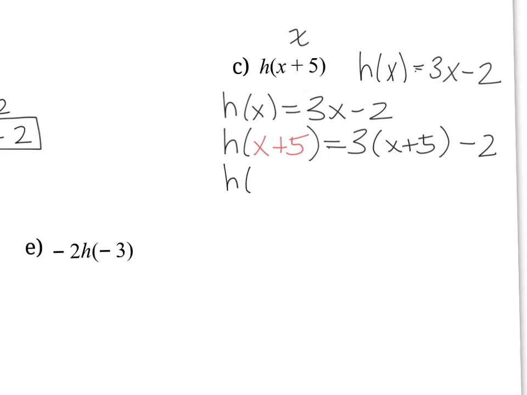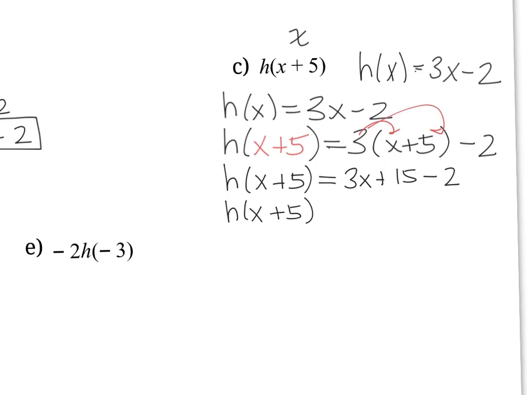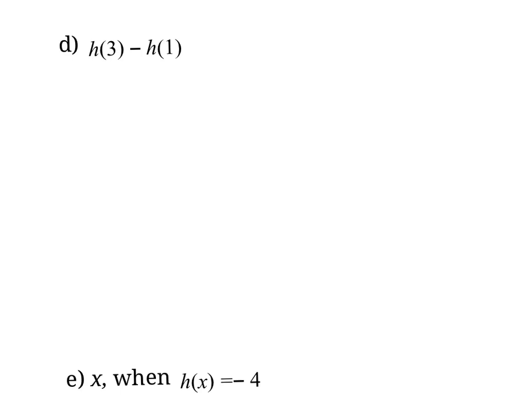So we have h(x + 5) is equal to, and let's go ahead and distribute this. So we have this equal to 3x + 15, and then we have this minus 2 on the side. And let's finish this up. We have h(x + 5) is equal to 3x + 13. So what that means is when we plug in x + 5 into this linear function, we get the solution 3x + 13. So let's take a look at D now.